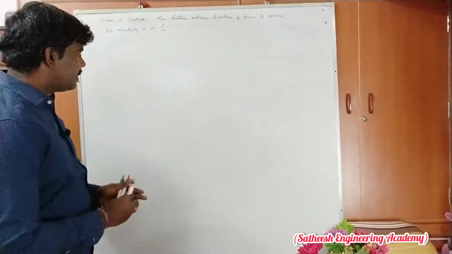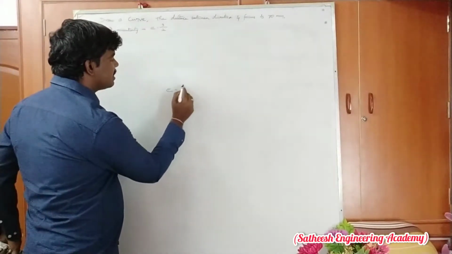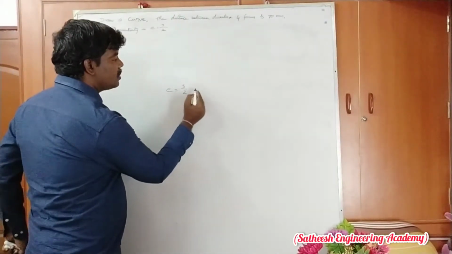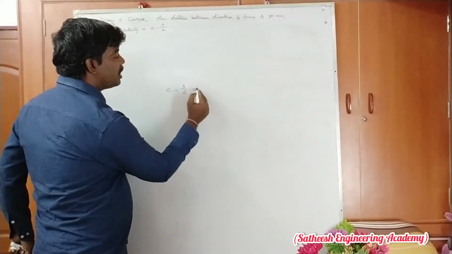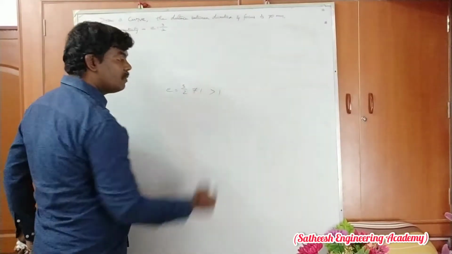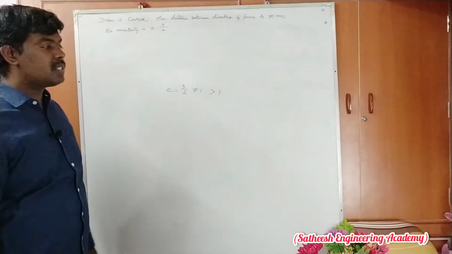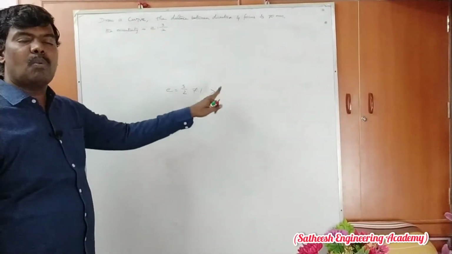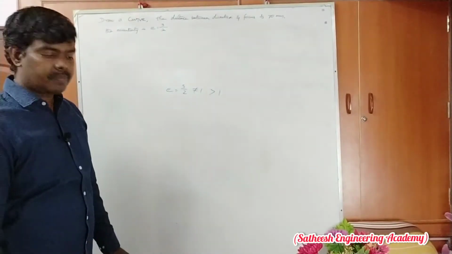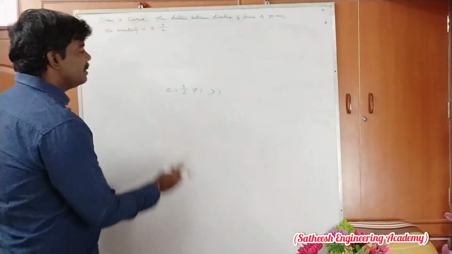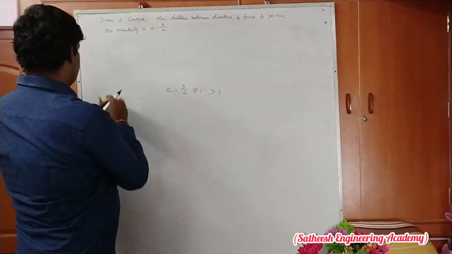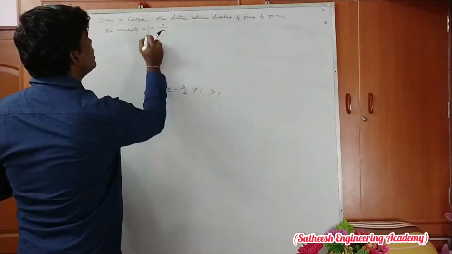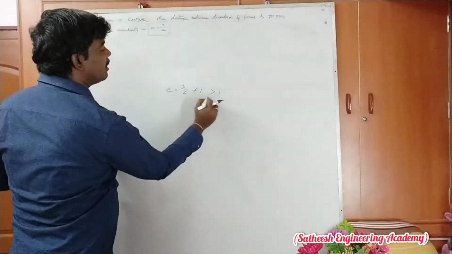So you know that the eccentricity is 3 by 2. So it's not equal to 1. It is greater than 1. And also it's not less than 1. Clear? So 3 by 2 is 1 point something. So it is greater than 1. So therefore, E is nothing but a value greater than 1.